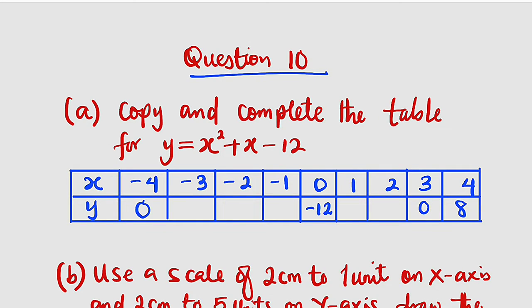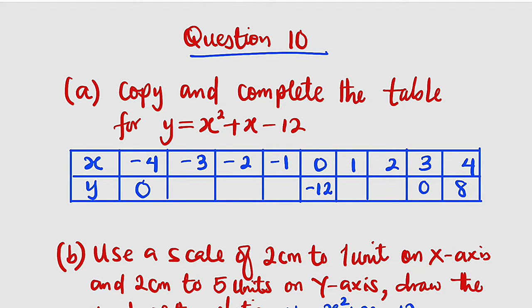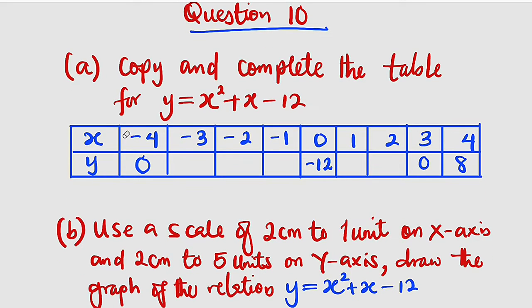Hello, good day viewers. Here is question number 10 of NECO 2024 Mathematics Examination Theory Questions, which is under quadratic equation, that is the graphical solution. Question number 10a, we are asked to copy and complete the table for the function x squared plus x minus 12. Already we are given some of the values. The limit is given from -4 down to 4, that is for the values of x, and we are given 4 other values of y, and we are asked to compute for the rest.